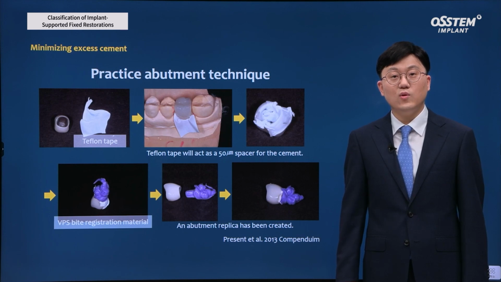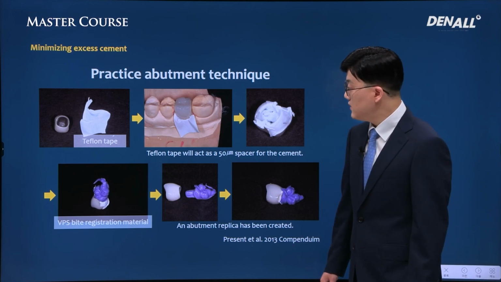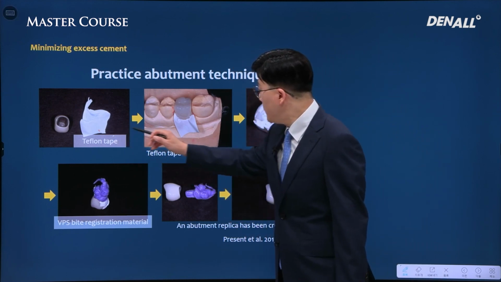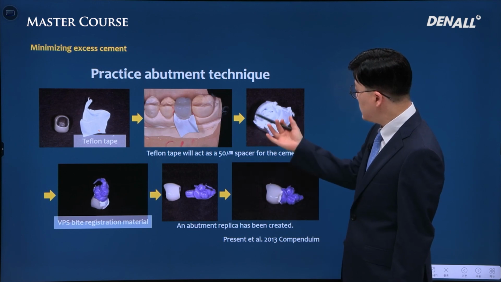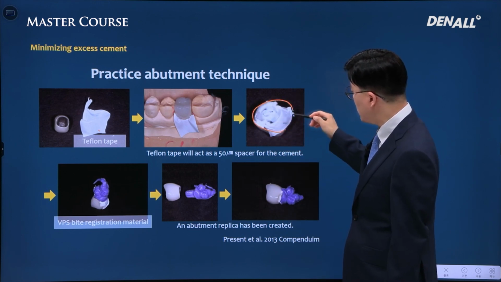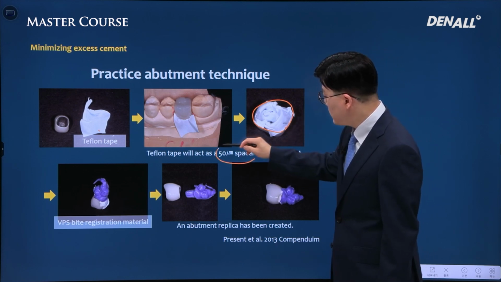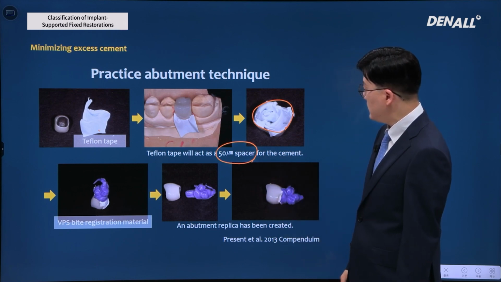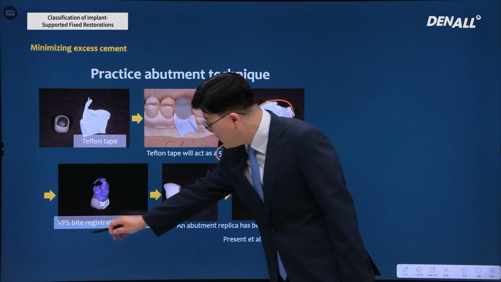If you are to use an option that is not stock abutment, in other words, if you're using custom abutment, you can use the following option. You can put in Teflon tape on the inner surface of crown, and then on the die, you do try-in of the crown. If you take it out, within the crown, there's Teflon tape.